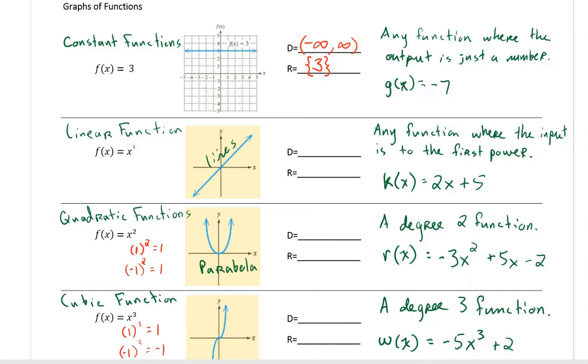Now for our linear function, we have arrows on both ends. So reading it left to right, we begin with an arrow and we end with an arrow. So that makes the domain -infinity to infinity. Similarly, reading it bottom to top, we also begin with an arrow and end with an arrow. And so our range will also be -infinity to infinity.